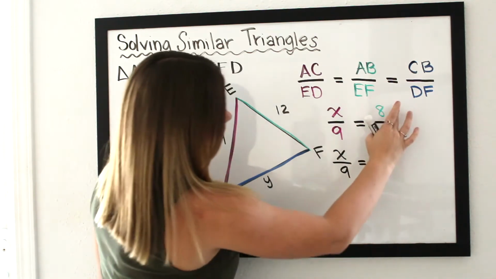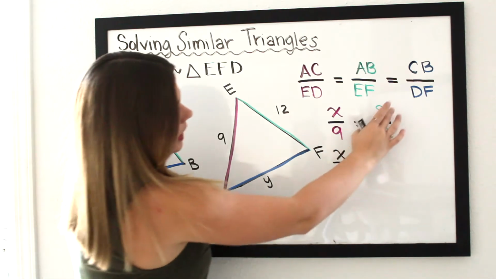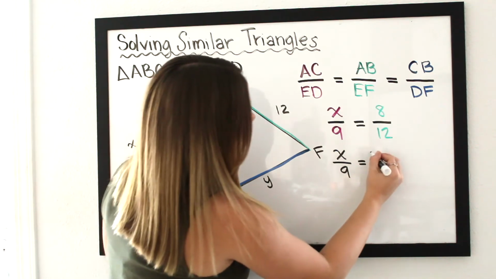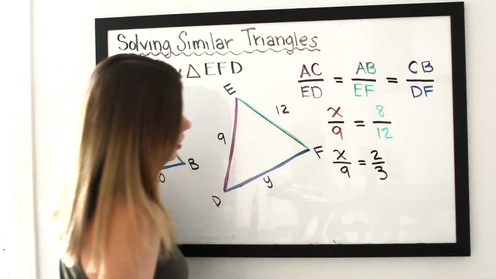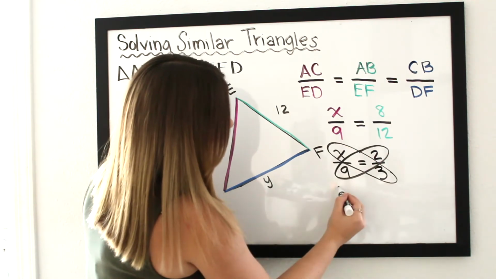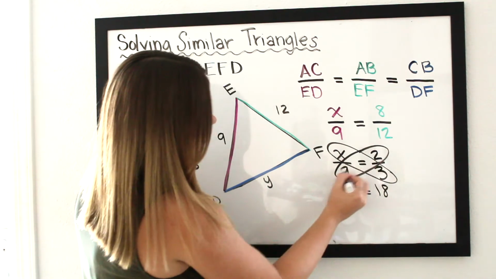is now equal to, well, both 8 and 12 are divisible by 4, and so 8 divided by 4 is 2, and 12 divided by 4 is 3, so I have 2/3. Now I'm going to cross multiply, and I get 3x is equal to 18, which is 9 times 2.